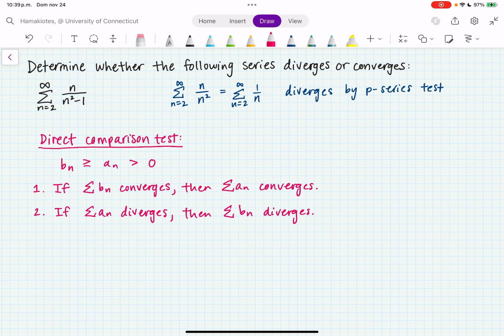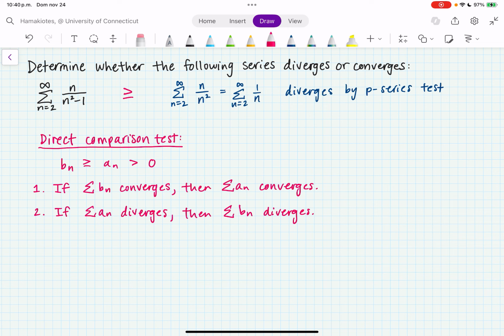Now, if it's really hard for you to understand conceptually what I'm about to say, then maybe you can plug in a number. But first, we see that we have n over n squared minus 1. That means the denominator is going to be smaller than the denominator in n over n squared. So if the denominator is smaller, then the fraction n over n squared minus 1 is going to be bigger than n over n squared. So we have that the series we're looking at is Bn.